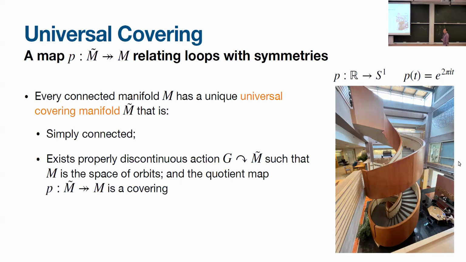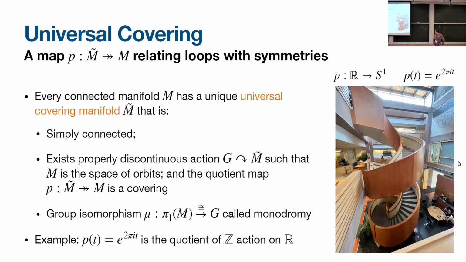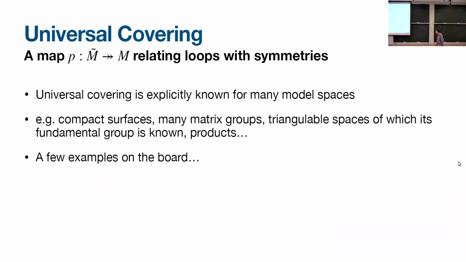And we have that group action, which is a symmetry. And what is that group? That group is exactly the group of loops. There's an isomorphism, and we'll get into this isomorphism. That's the monodromy. As we've seen, an example is the covering of S1, which is the quotient of the Z action, the integer action, on the real line.